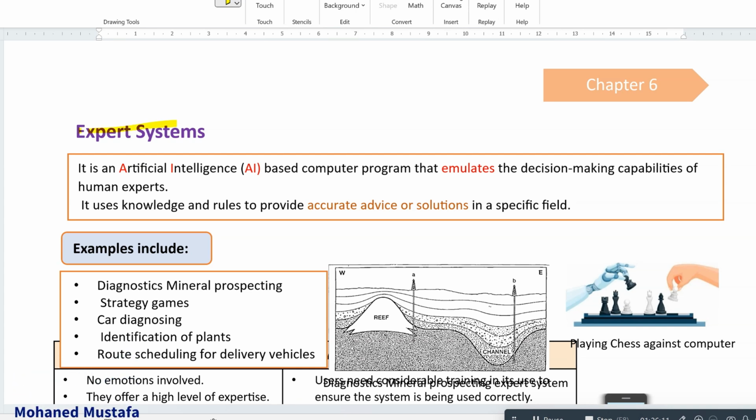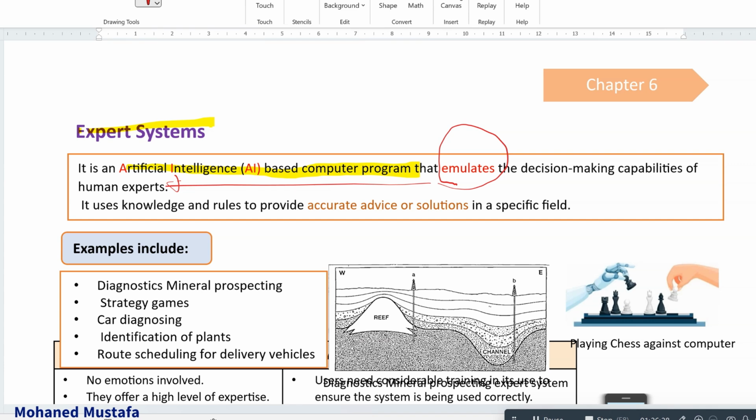What do we mean by expert system? These are artificial intelligence computer systems that do what? They emulate human experts in decision making.